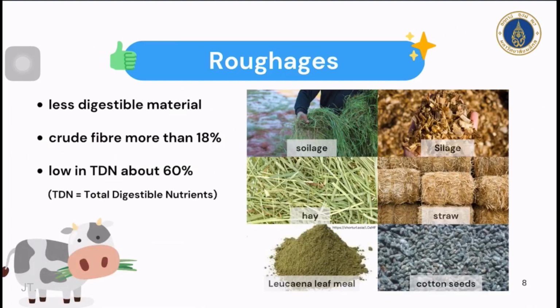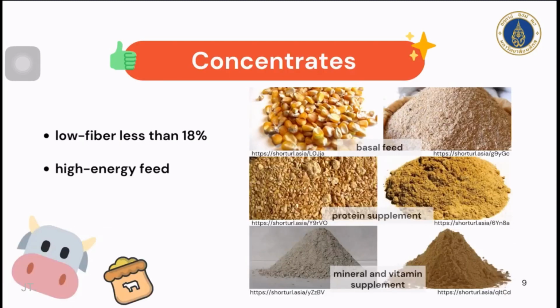Straw is forage with high fiber content but low nutritional value, so we should add urea 4% and molasses to straw for enhancing the nutritional quality. Leucaena leaf meal has high fiber but should not be added more than 10% in the feed. Cottonseed. The next slide is concentrate.